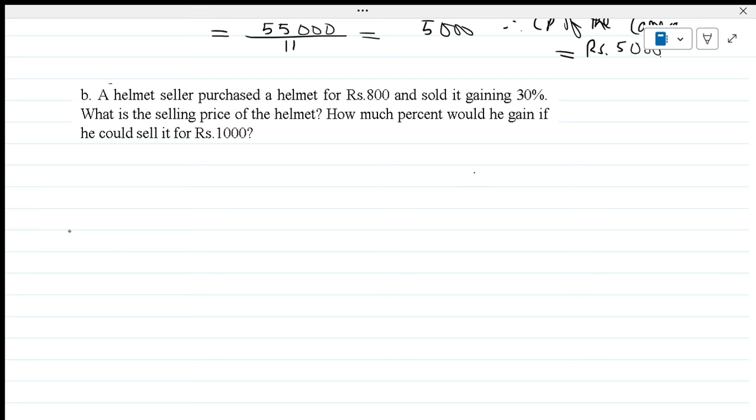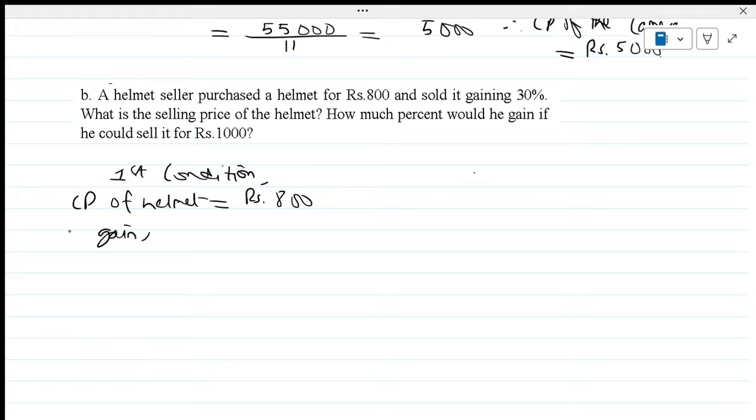So the first condition, right? Two conditions are attached in the same question. The first condition says he had purchased it for 800 rupees, so the cost price of the helmet given here is rupees 800, and he sold it gaining 30%. So the gain percent is 30%, and we are asked at what price he has sold the helmet. So we have to find the selling price.